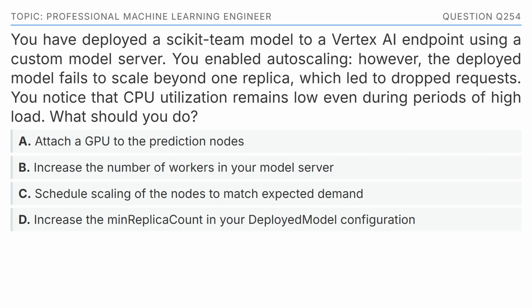What should you do? The options are: Option A, attach a GPU to the prediction nodes. Option B, increase the number of workers in your model server. Option C, schedule scaling of the nodes to match expected demand. Option D, increase the min replica count in your deployed model configuration.